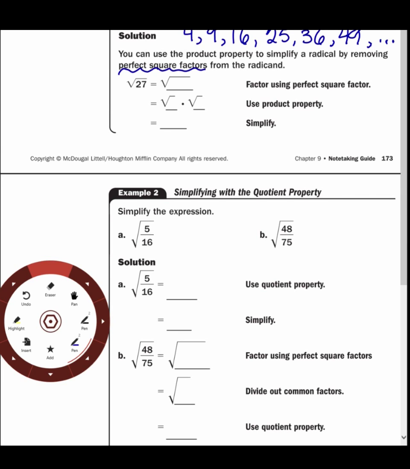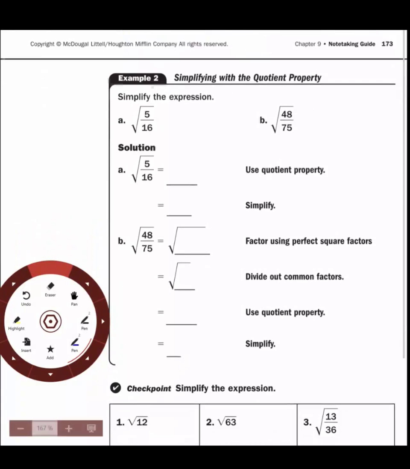So 27, my first step is always to break it up into factors and see what might be perfect square ones. Well, I immediately think of 9 and 3, and 9 is one of my perfect squares, so that should work out. So I have the radical of 9 times 3, since that is 27. So then I have radical 9 times radical 3 by the product property. Radical 9 is a perfect square, the same as 3. So then I just get 3 rad 3, and that is my answer. I'm going to go ahead and scooch it up.